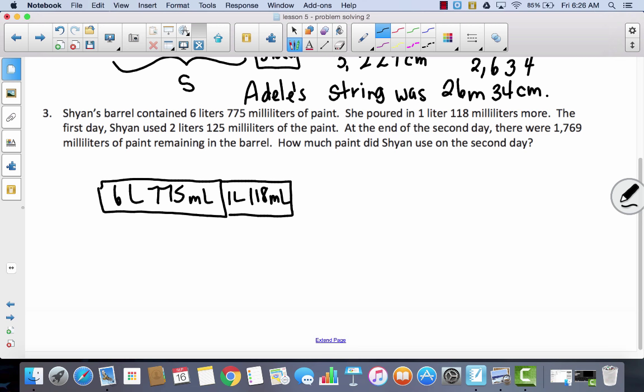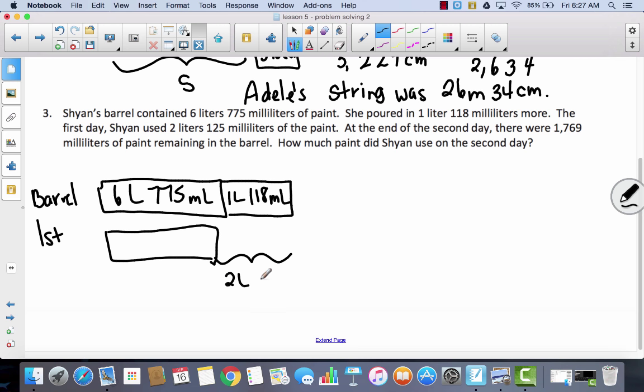So this would be how much was in the barrel to begin with, okay? Then it says, after the first day, Cheyenne used 2 liters, 125 milliliters of paint. Okay, so we don't know how much is left in the barrel, but we just know that she used this much. So I'm going to put this down here at the end. This is how much she used.